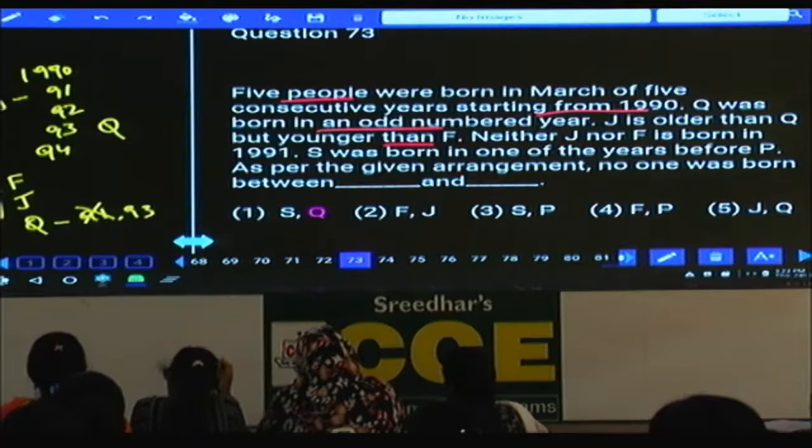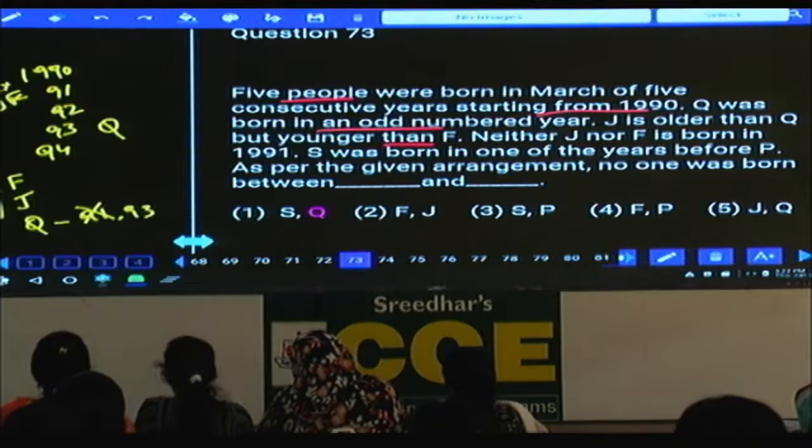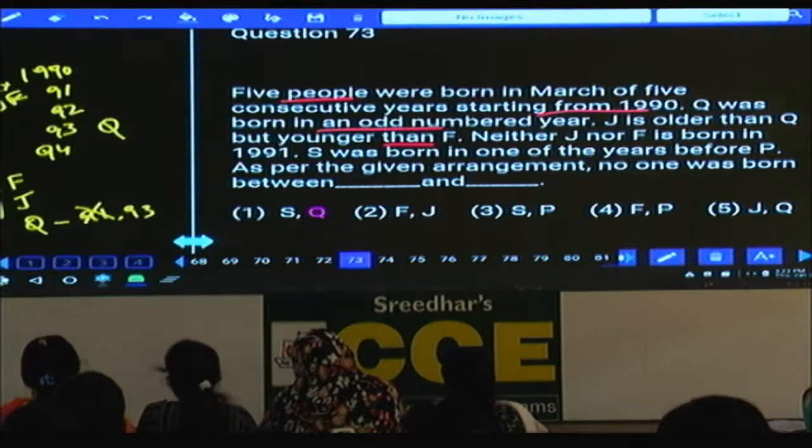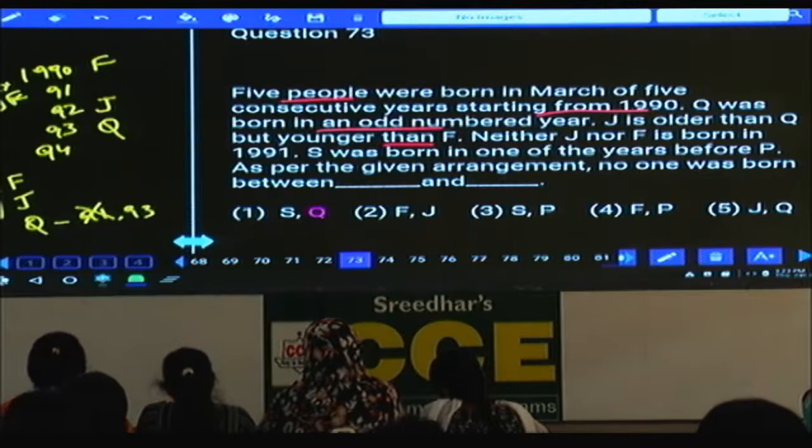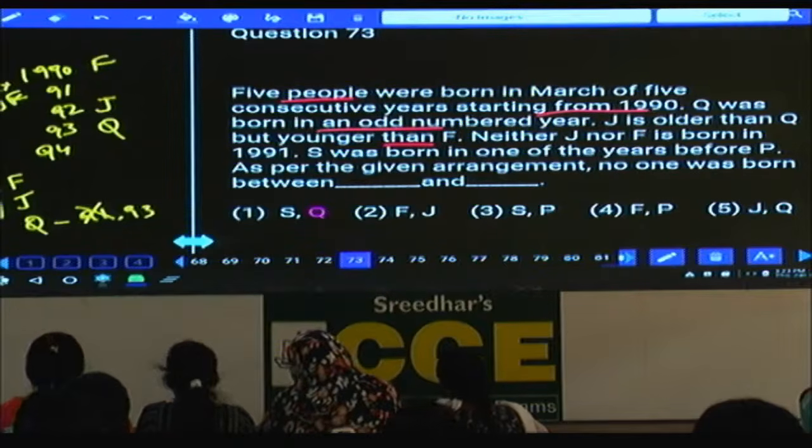J and F cannot be in this 91. Both J and F must be before this Q, and this must be F, this must be J. Clear now? J and F cannot be in the year 91. F is before J.